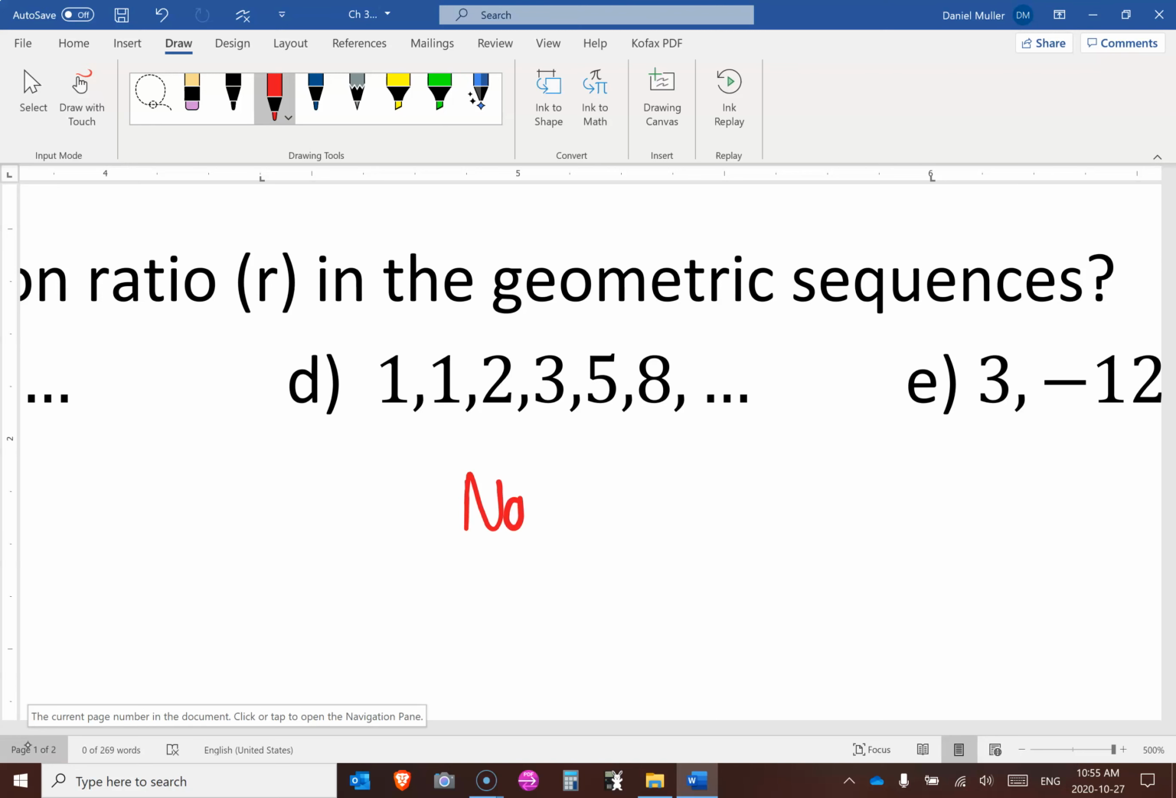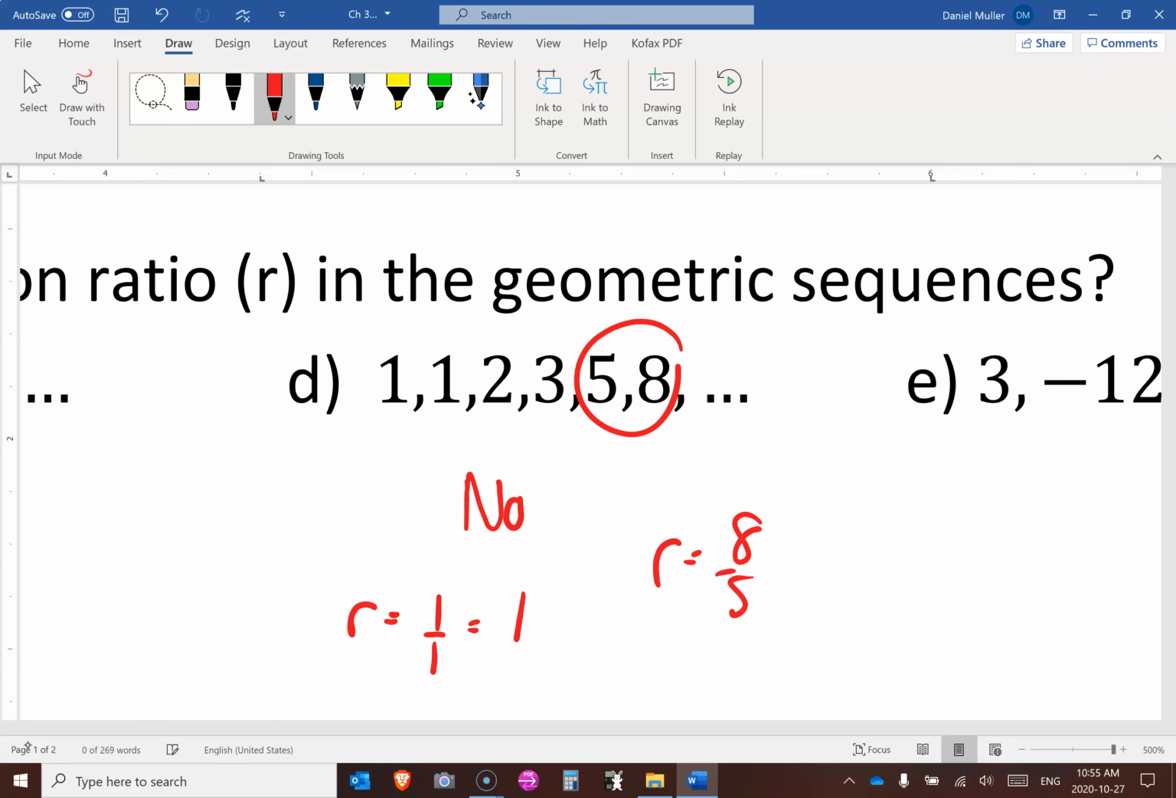How do you prove that? Pick any 2 consecutive numbers and divide them. So 1 over 1 is 1. Pick these ones, 8 over 5. Well, I can tell you it's not 1. So that immediately proves that there's not a common ratio between them.